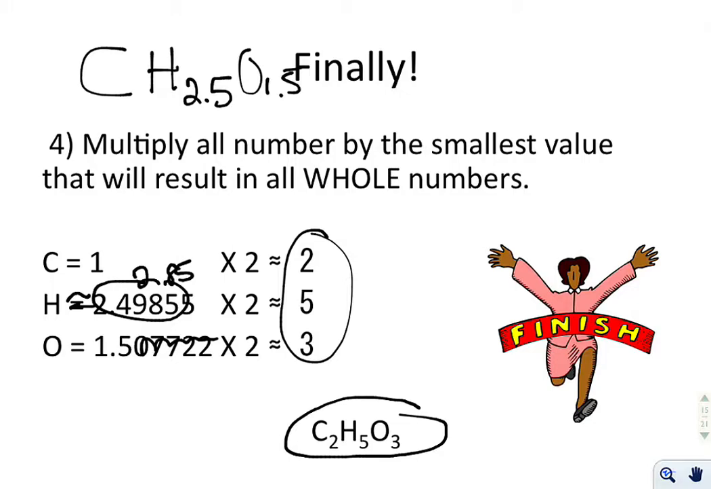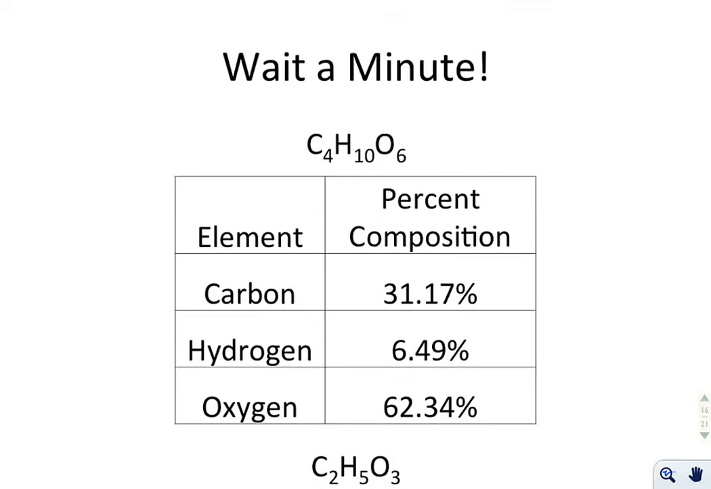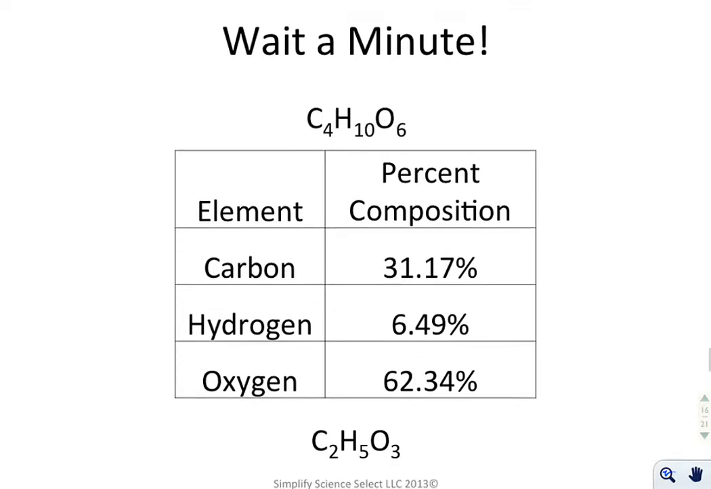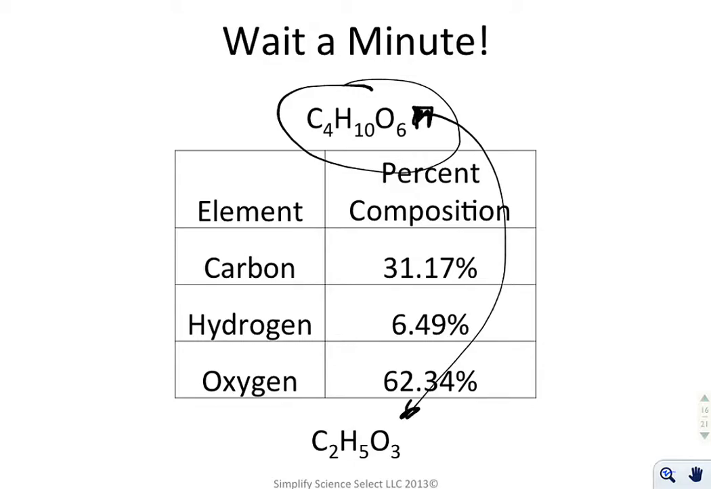But now we have a problem. Based on this particular formula, I got C2H5O3, but I was originally told that the compound was C4H10O6. So I've got a discrepancy here. If you look, these are two clearly different compounds. One has 4 carbons, one has 2; one has 10 hydrogens, one has 5; one has 6 oxygens, one has 3. But if you take a look at these, they have the same percent composition. They represent the same percentage of the molecules.